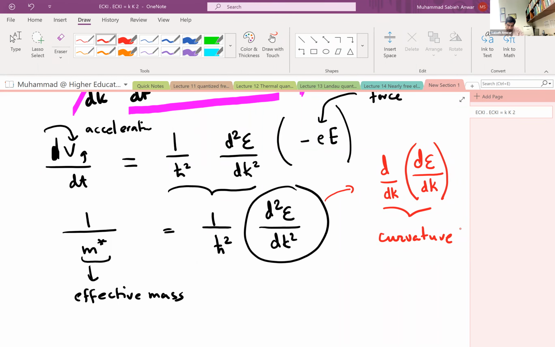All right, so now let's look at this problem from a graphical perspective first. And then I'm going to give you a small Gedanken experiment, a thought experiment that helps you understand this concept of effective mass even better.